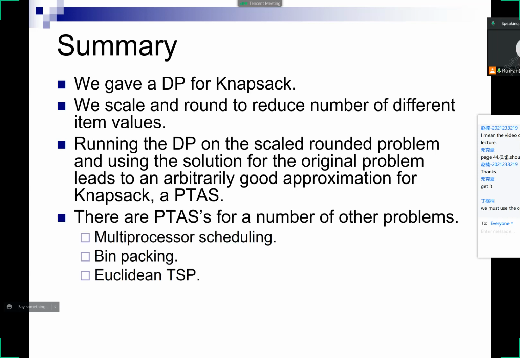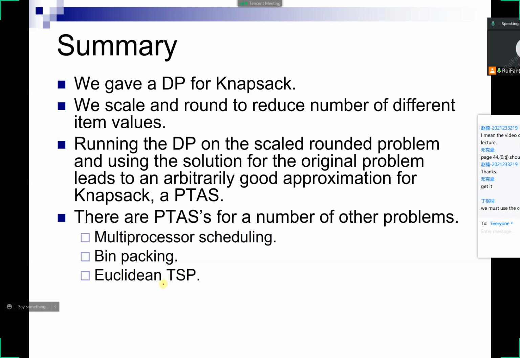Okay, and PTASes are good because you can achieve an arbitrarily good approximation, as opposed to something like vertex cover where you only get a 2 approximation. It turns out that for certain problems it is possible to achieve PTASes. For example, there's another type of scheduling problem where you can get a PTAS, instead of a 4/3 approximation, and there's a similar problem called bin packing. You can get a PTAS.